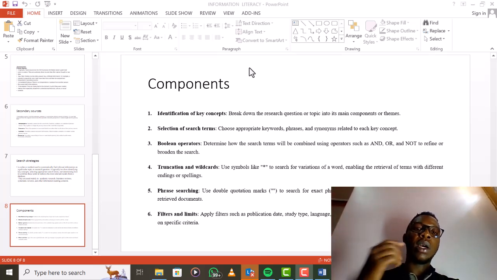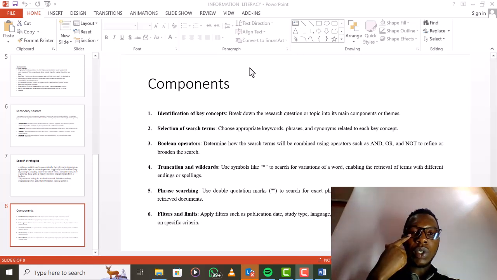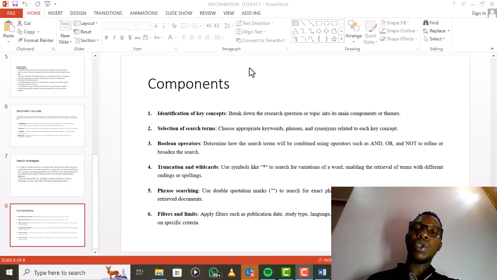Then another component is selection of search terms. Choose appropriate keywords, phrases, and synonyms related to each key concept. For example, we're still looking at how to improve agriculture. We are looking for the keywords, which are agriculture and improving. Those are the keywords that should be chosen from your research. Then you put it in Google, and you get the information.